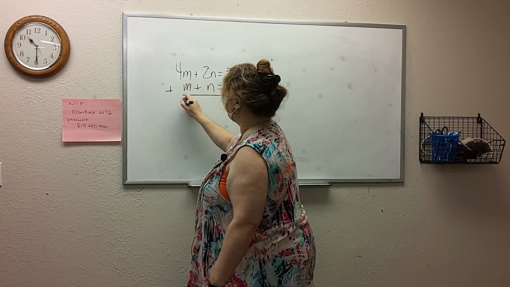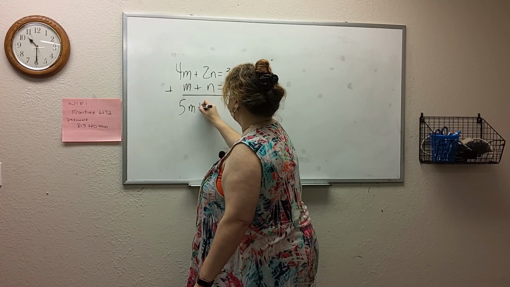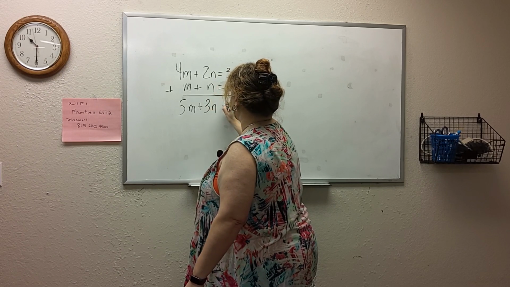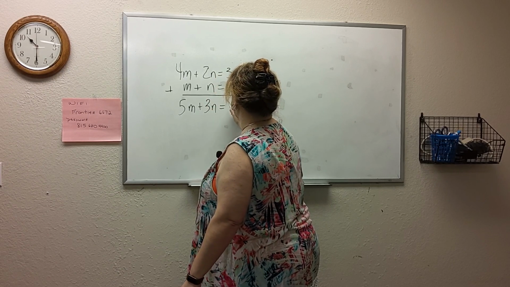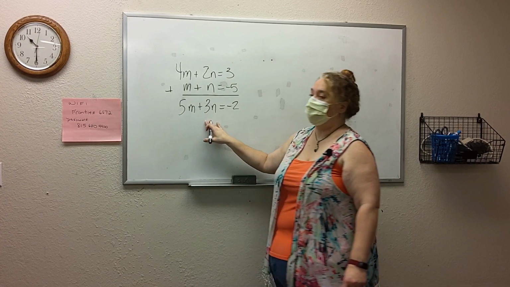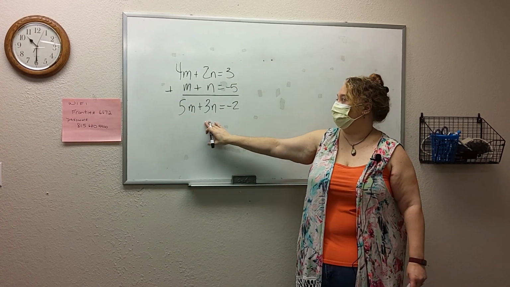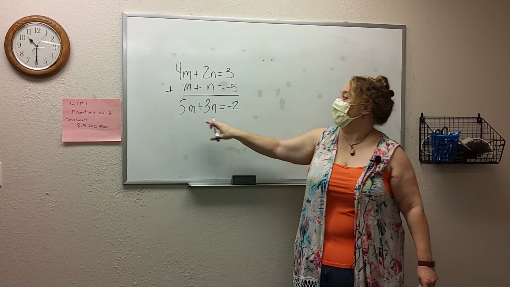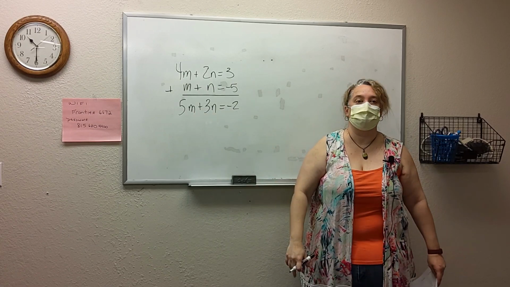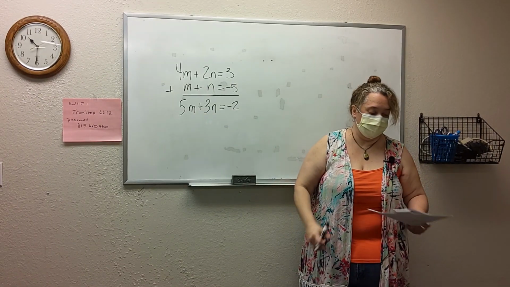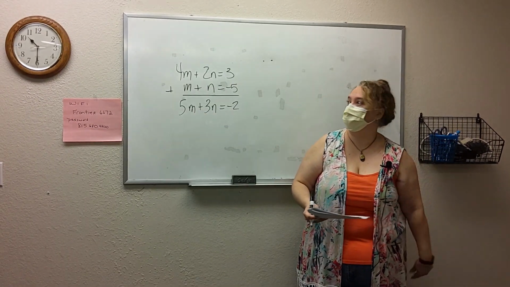4m plus m is 5m. 2n plus n is 3n. This is the example problem. 3 minus 5 is negative 2. So I have 5m plus 3n is negative 2. Where else do I see 5m plus 3n in this problem? Oh, the fraction? Yeah, that's what they're looking for.